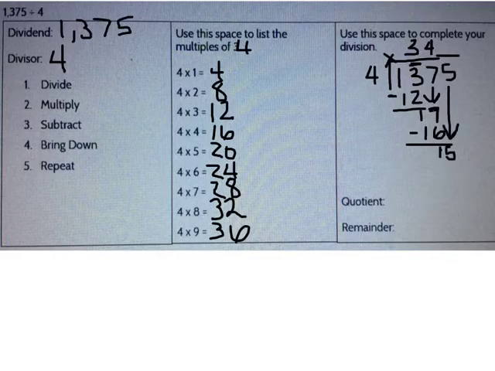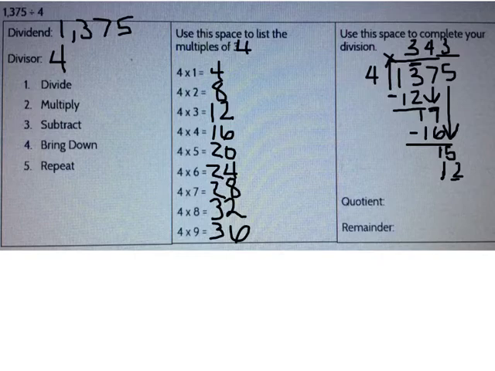Now I need to divide 15 divided by 4. What's 15 divided by 4? 4 goes into 15 3 times. What should I do now? I need to multiply 3 times 4 to see how many ones I used. What's 3 times 4? 3 times 4 is 12.